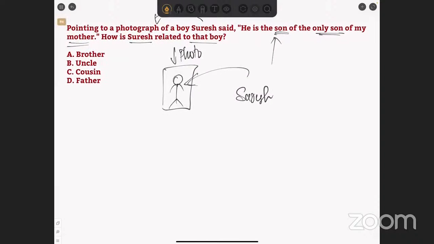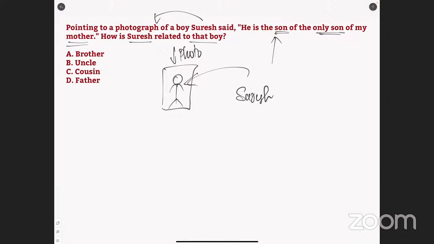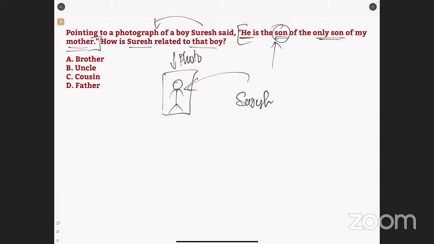So once again, all that we need for this particular statement is only the statement which Suresh is making. What is Suresh saying here? He is only saying he, that is the person in the photograph, is the son of the only son of my mother. Now we have four options here: brother, uncle, cousin, and father. Now, what is the relationship of Suresh with this particular person? If you can answer, please do answer. So we'll proceed with the explanation now.